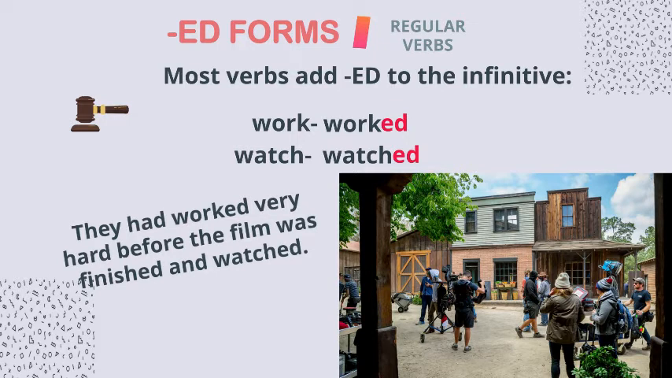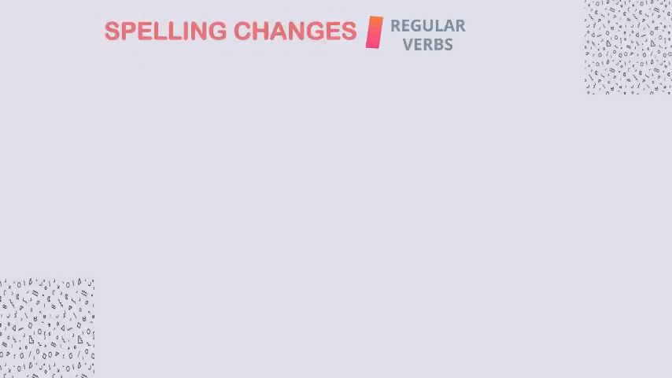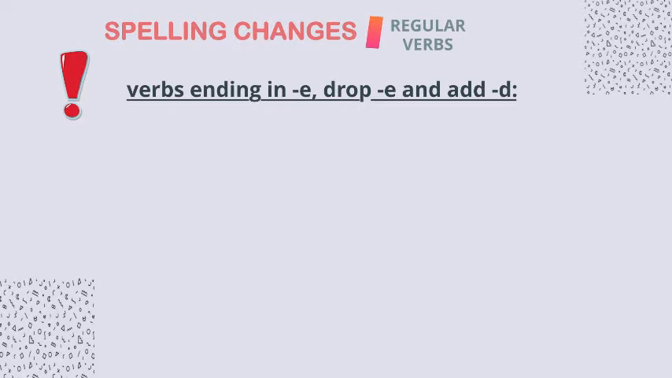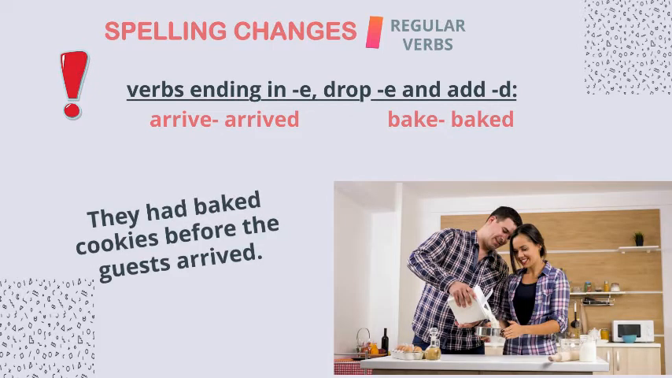Here comes the slightly tricky part of the rule, the spelling changes of ed forms of regular verbs that we need to apply when we write in English. 1. Verbs ending in e, drop e and add d. Arrive, arrived, bake, baked. They had baked cookies before the guests arrived.